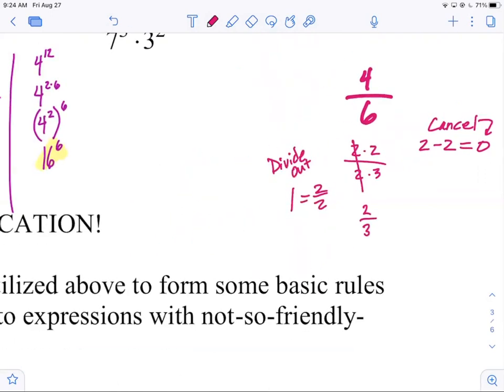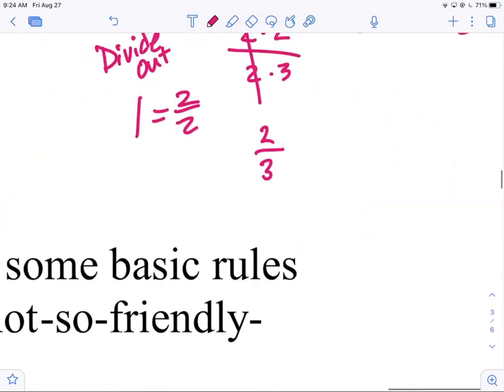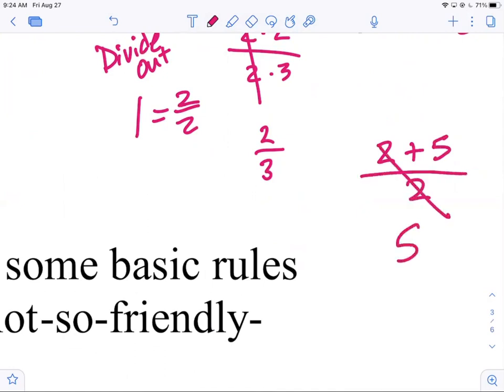Now, we can't divide out common terms. Look at this. If I have 2 plus 5, let's say, over 2, do those divide out and give me 5? No, they don't. Has anyone here ever tried that?